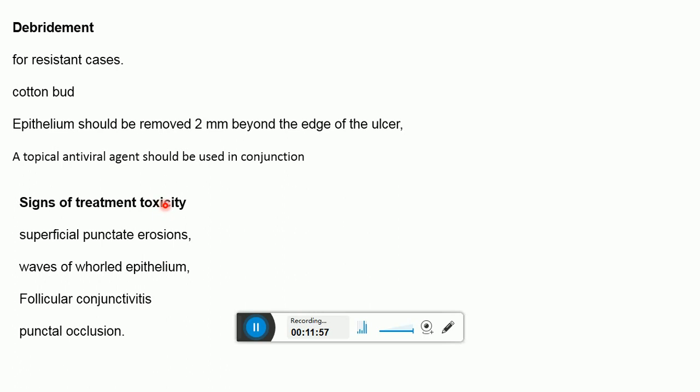Signs of treatment toxicity include superficial punctate erosions, waves of swollen epithelium, follicular conjunctivitis, and rarely punctal occlusion. Absence of epithelial swelling with a persistent epithelial lesion raises the possibility of poor compliance or non-compliance.